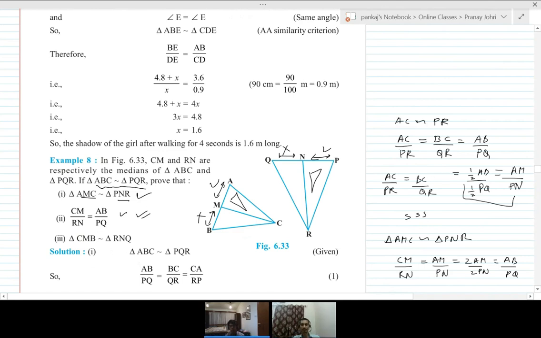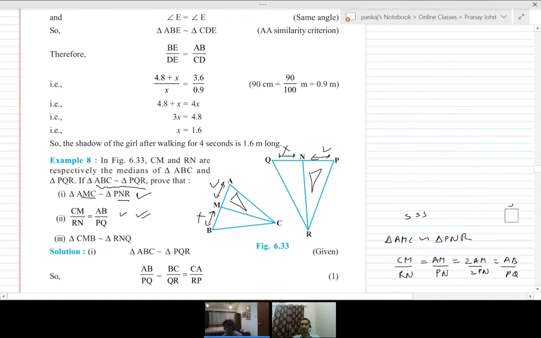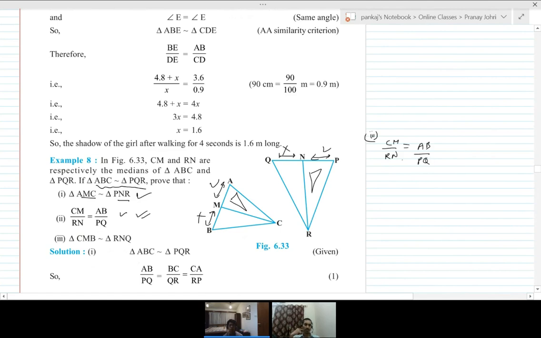Yeah. CMB is similar to RNQ. It's the same as CM by RN is equal to AB by PQ. That we need to prove. So AB by PQ is equal to half AB by half PQ.